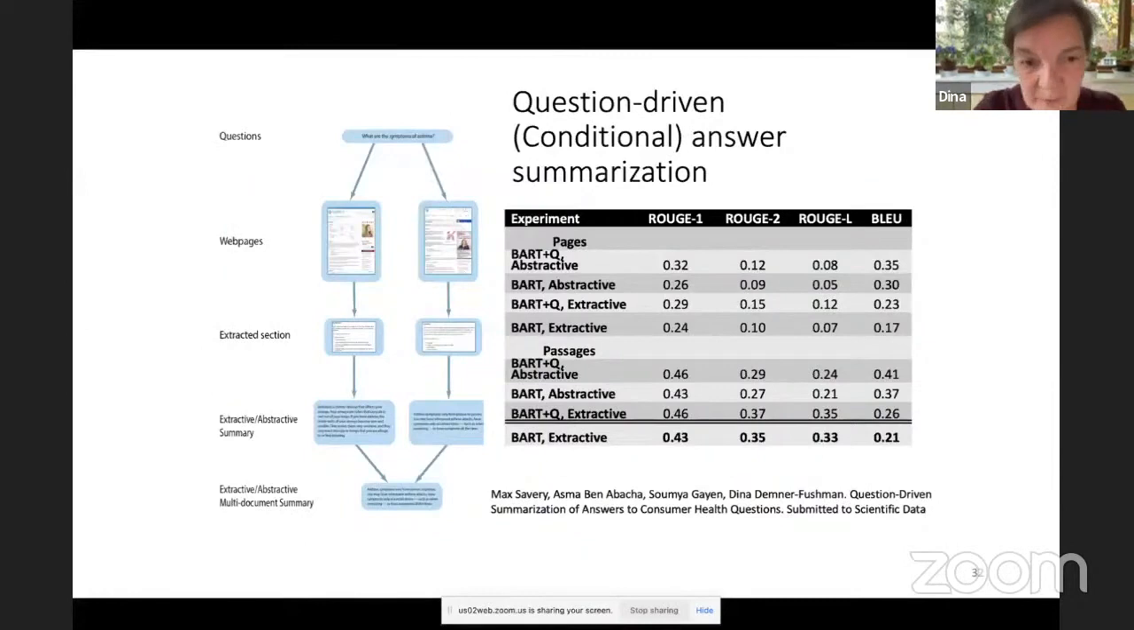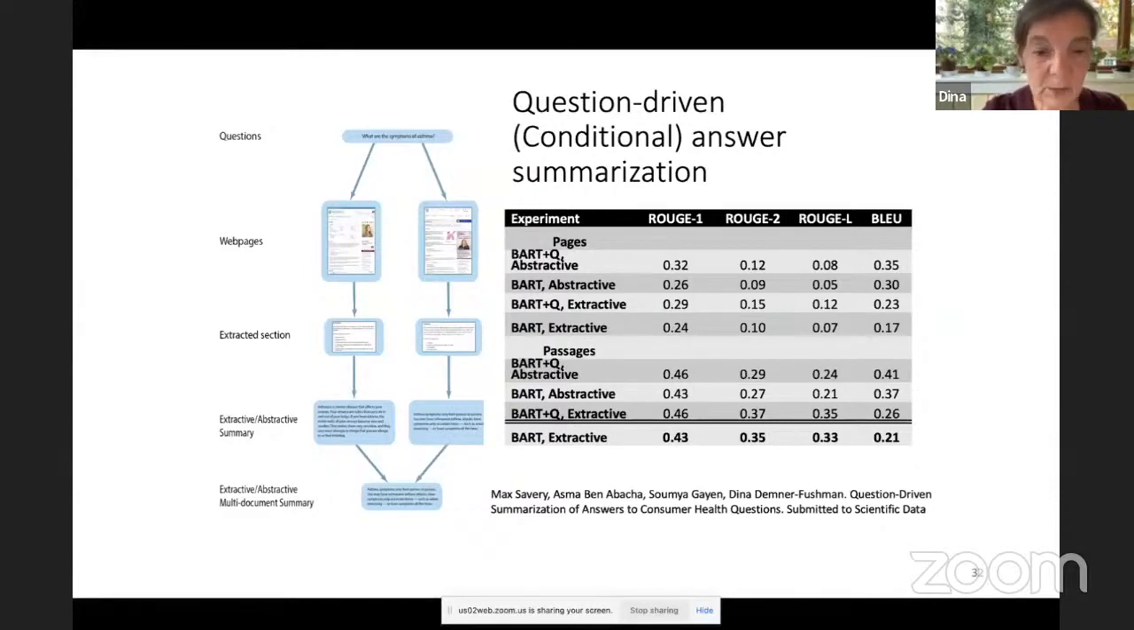So you might remember that I said giving a list of answers is not really what people want. We really want to give them one comprehensive answer. So we looked a little bit at conditional answer summarization given the question. We built a collection for that, and all the collections that I am describing are publicly available and could be used in building and testing the systems.